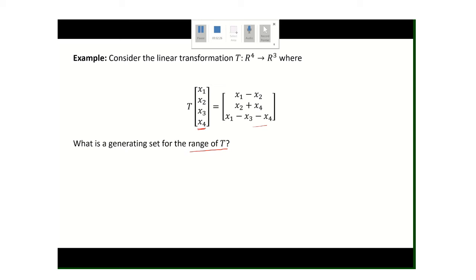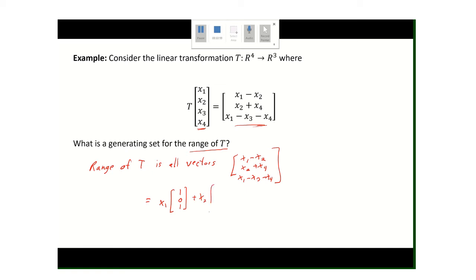So, what is it? Well, in this case, the range of T is all vectors x1 minus x2, x2 plus x4, x1 minus x3 minus x4. Well, let's rewrite this a little bit. Take out all of the variables: x1 times 1, 0, 1, plus x2 times negative 1, 1, 0, plus x3 times 0, 0, minus 1, plus x4 times 0, 1, negative 1.